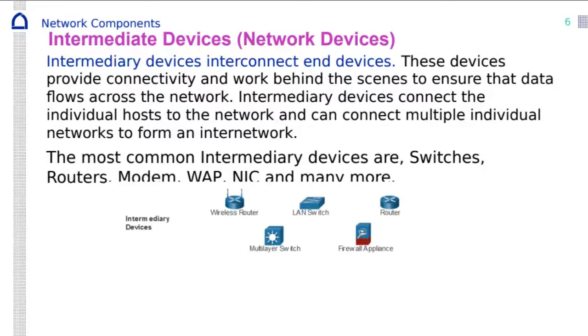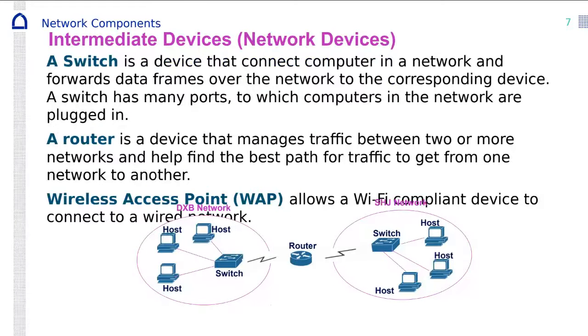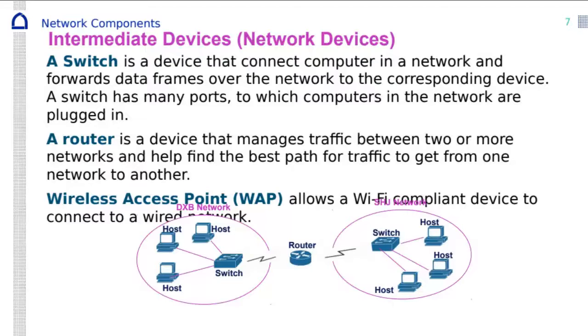These are the examples. Then we talk in detail about the switch. A switch connects computers in a network and forwards data frames over the network to the corresponding device in the LAN. The switch is active in the LAN, in the local area, because the switch has many ports, each port connected to a computer in your local area network.